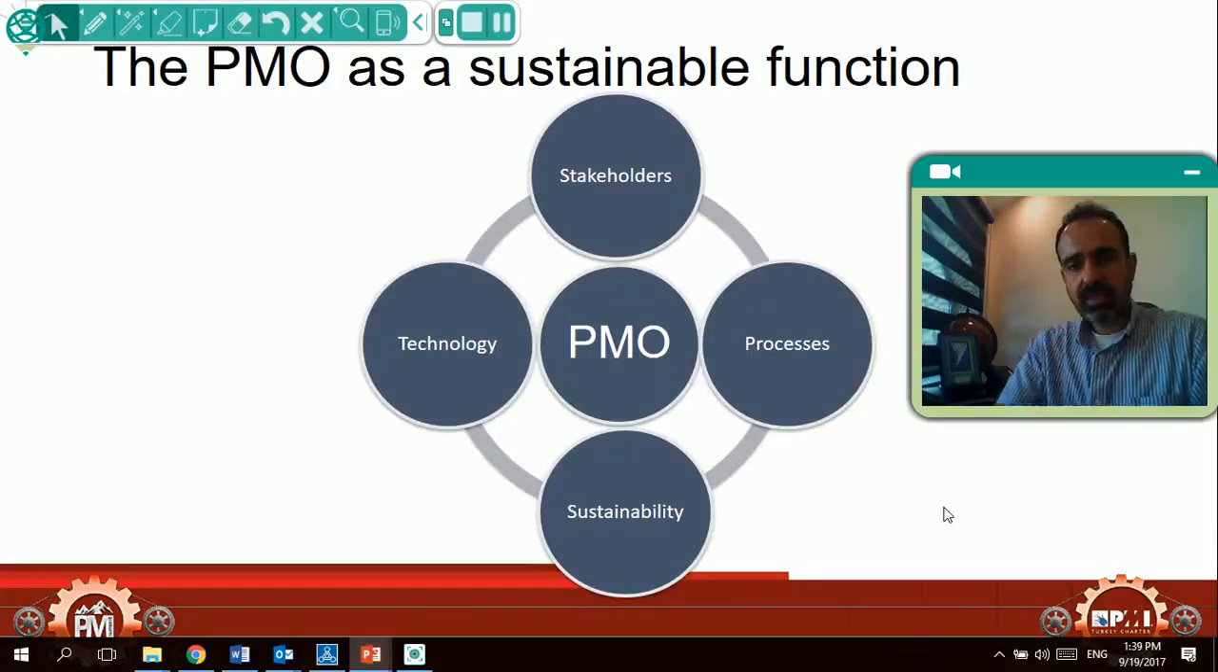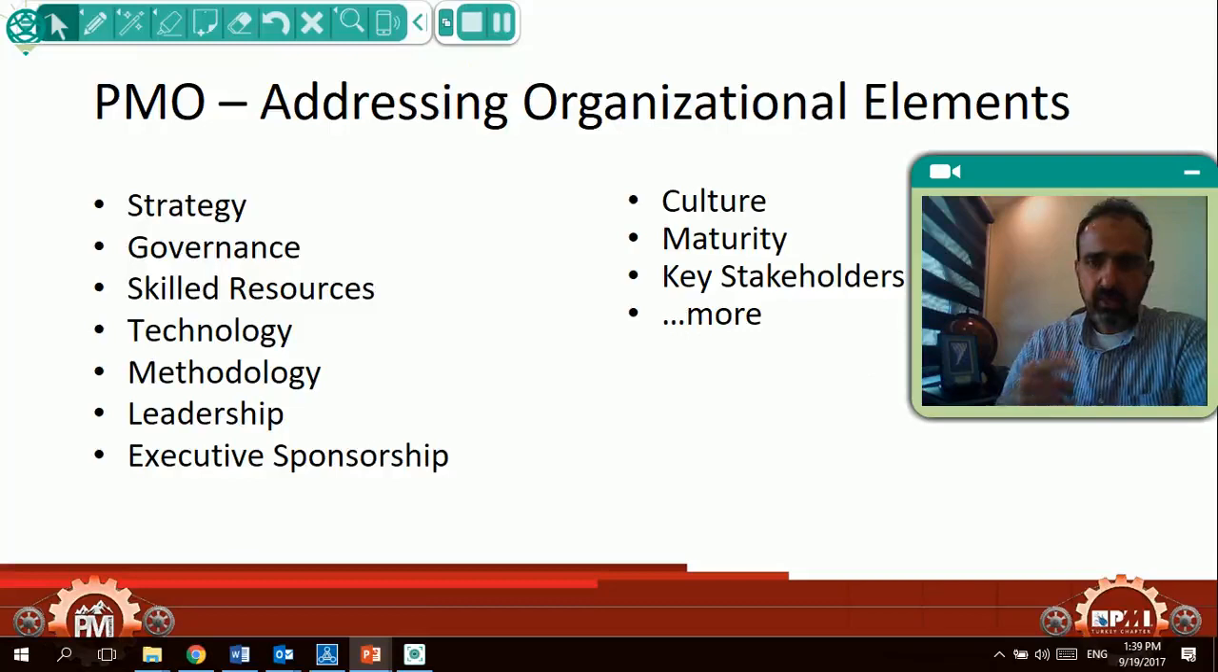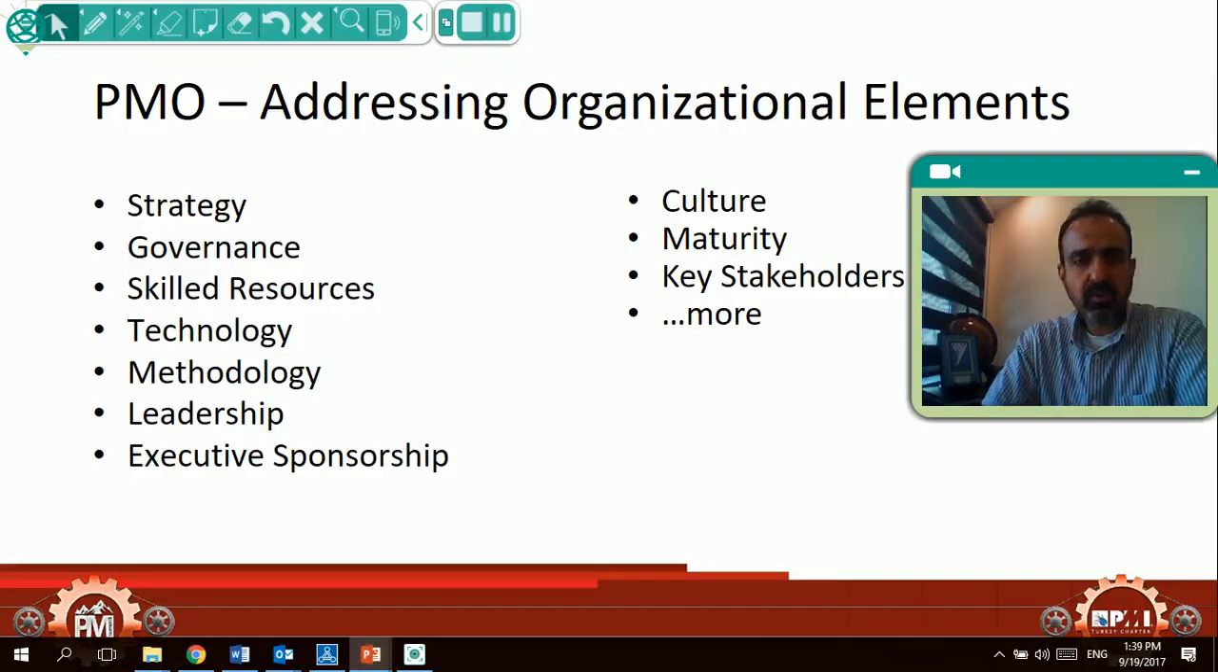And we started in the last part, we talked about we need to make the PMO a sustainable function by ensuring we address the stakeholders of the PMO, the processes, the technology, and the sustainability. So I will not go over the slide again. And we talked about also the different environmental factors and the different elements that we need to understand so that our PMO succeeds.